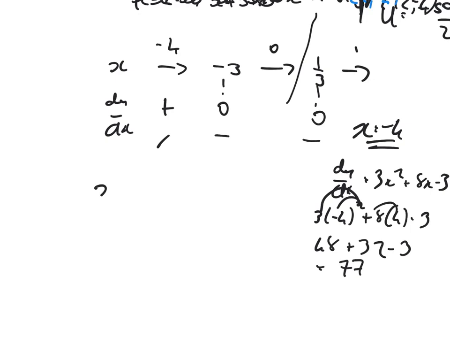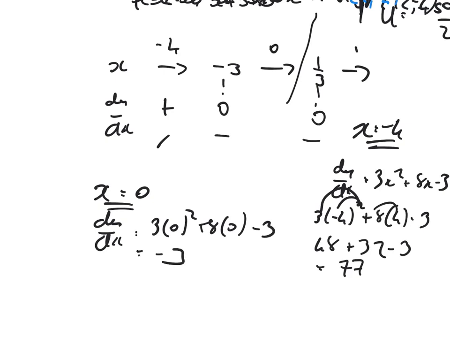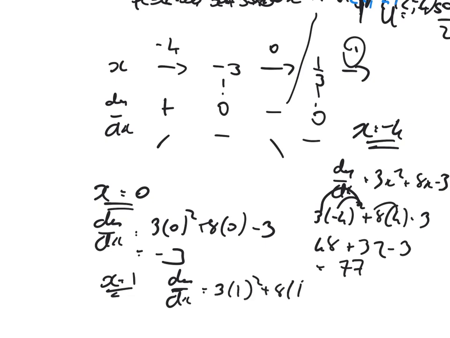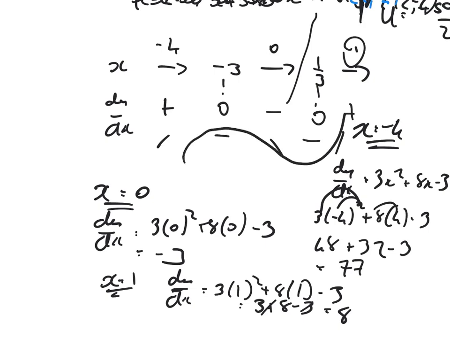Let's now investigate what's happening at x equals 0. So dy by dx this time is going to be 3 lots of 0 squared plus 8 lots of 0 minus 3, which will give me a result of minus 3. So that's negative, and the curve's going down. Let's now investigate what's happening at 1. So dy by dx equals 3 lots of 1 squared plus 8 lots of 1 minus 3. So that's 3 plus 8 minus 3, which will give me 8, which is a positive result, and the function's going up. So it's a max followed by a min.